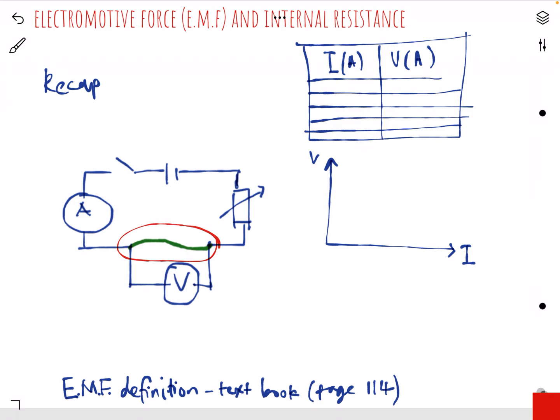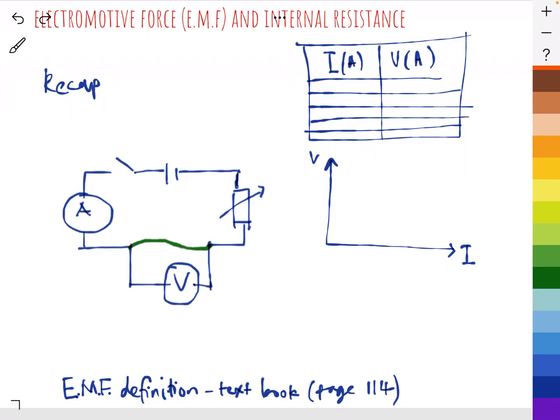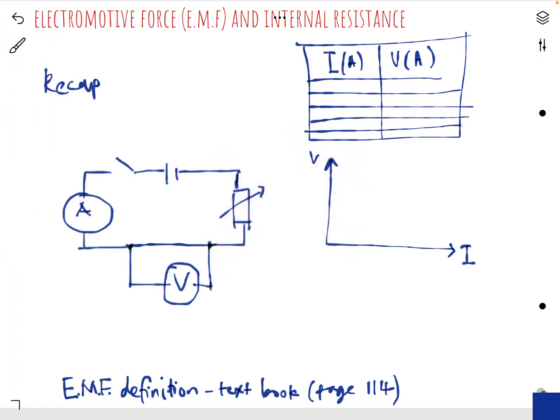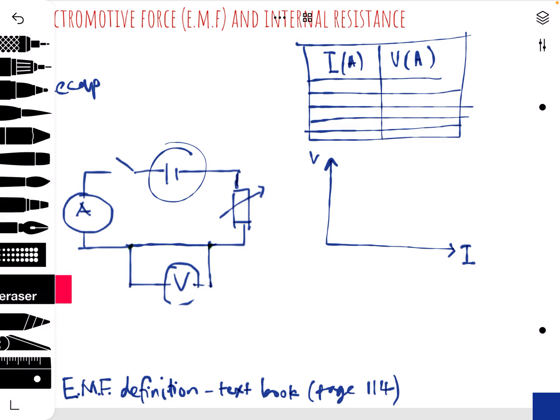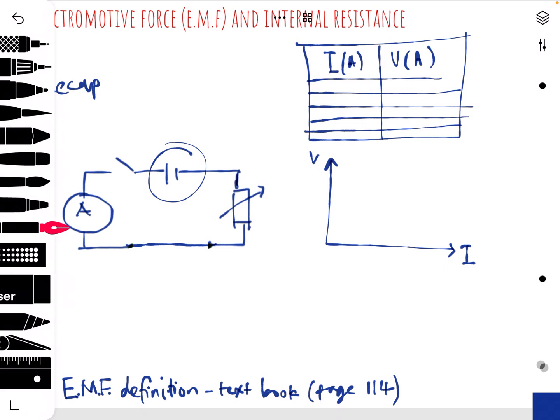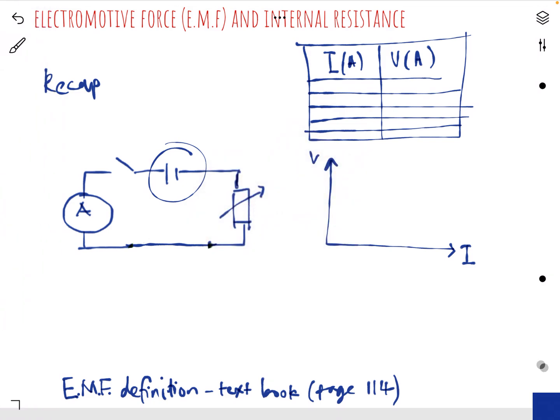But in this topic, we don't need the constant wire, so we can remove it. So there's no more constant wire. And remember, in this topic also, we are learning about the dry cell. So we need to change the position of voltmeter. Now the voltmeter is across the dry cell.